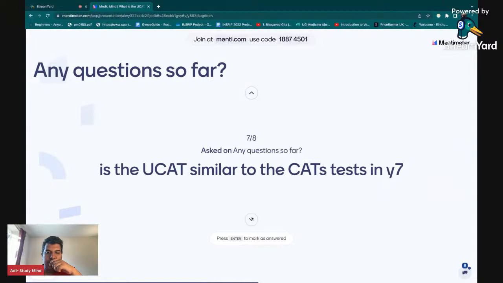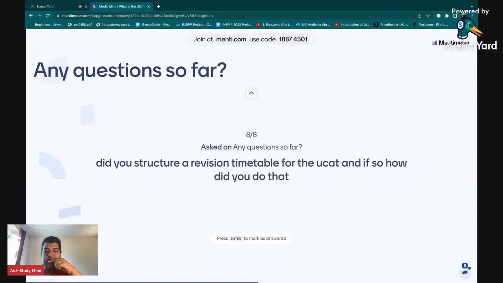Okay, there's one more question. Did you structure a revision timetable for the UCAT? If so, how did you do that? Good question, thank you very much. That's a very useful question to know for anyone doing the UCAT. It is good to have a structure to your timetable. A month or a month and a half before the exam is the ideal time to start preparing, because not only will it give you time to familiarize yourself with the exam, but also time to work out your quirks, work out which sections and questions specifically you find difficult, and work on them.